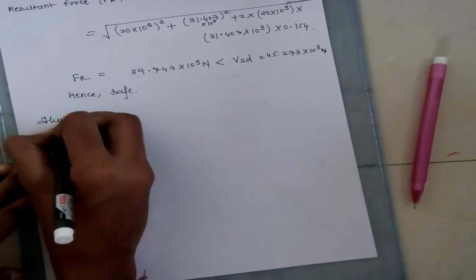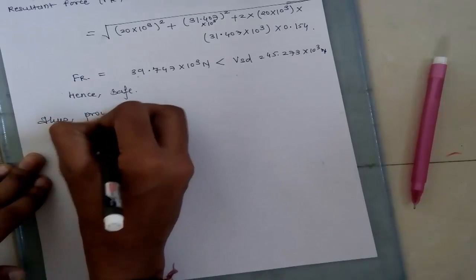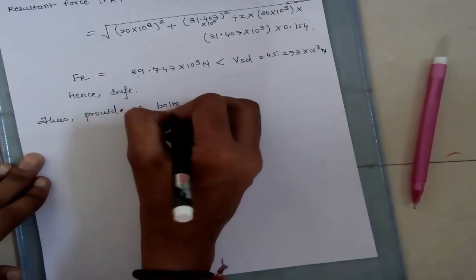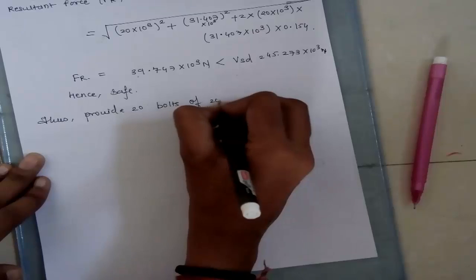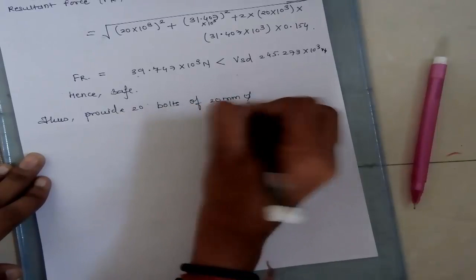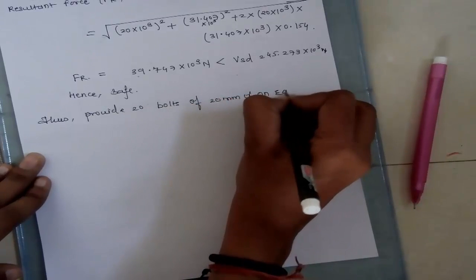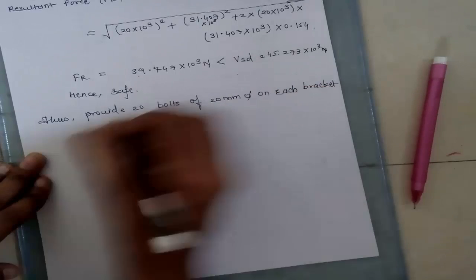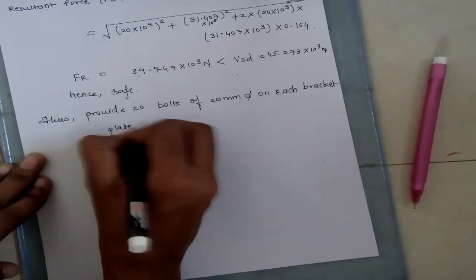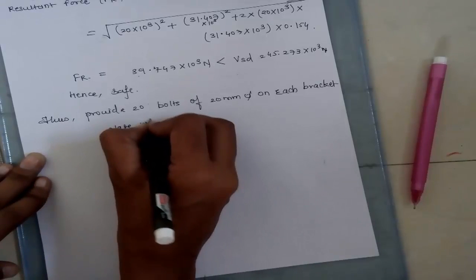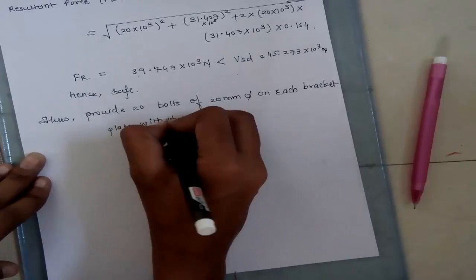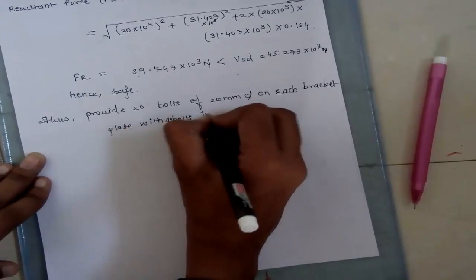Thus, provide 20 bolts of 20 mm diameter on each bracket plate, with 10 bolts in each row.